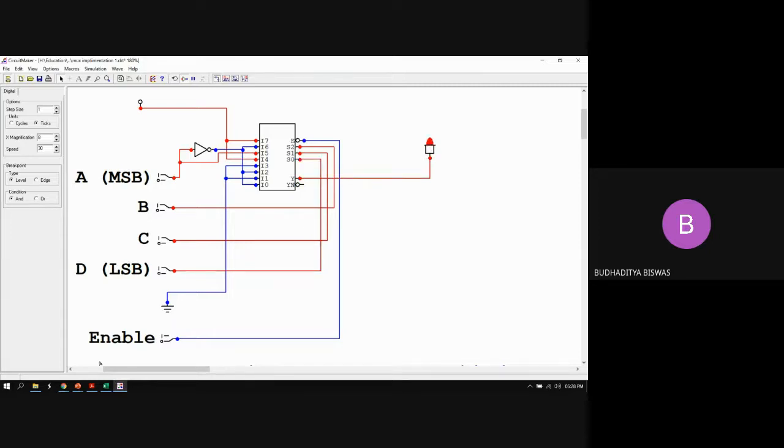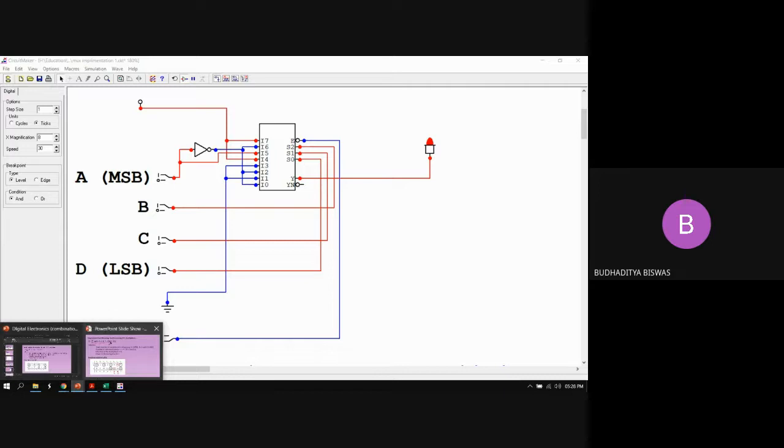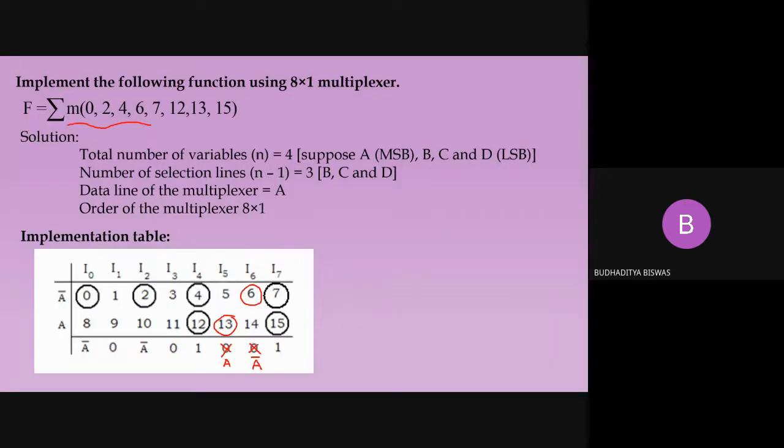So that means you see that the output is glowing only for the minterms present in the given function. Output is not glowing at the others, means 1, 3, 5, 8, 9, 10, 11. Output is only glowing if the minterm is present in the expression. Got it? So this is called Boolean function implementation using the multiplexer.